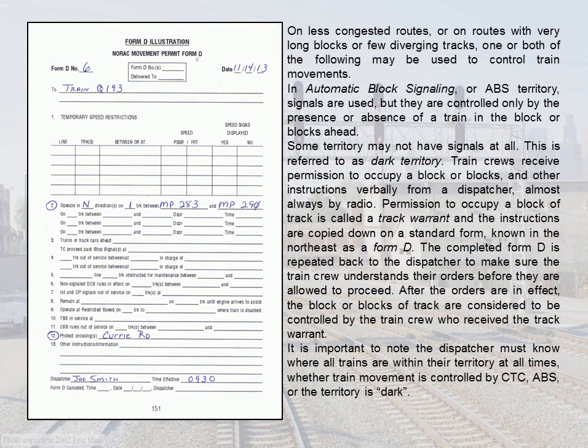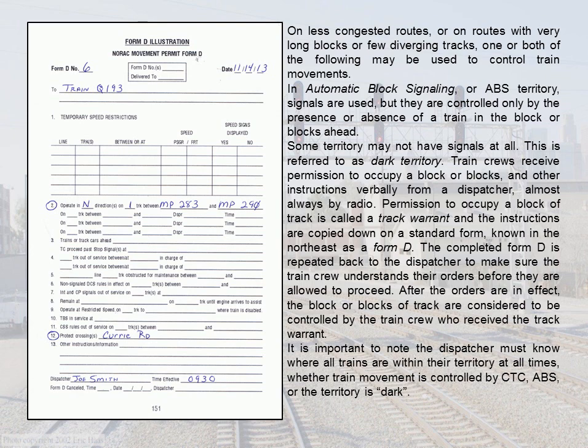On less congested routes, or on routes with very long blocks or few diverging tracks, one or both of the following may be used to control train movements. In automatic block signaling, or ABS territory, signals are used, but they are controlled only by the presence or absence of a train in the block or blocks ahead. Some territory may not have signals at all. This is referred to as dark territory.